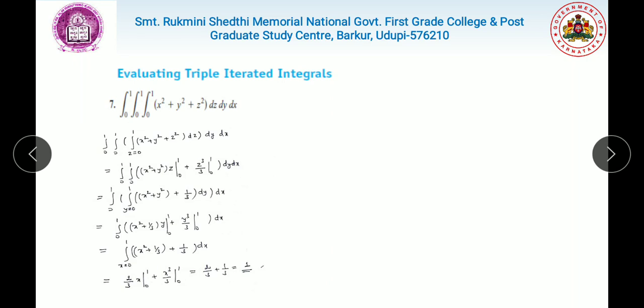This has to be integrated with respect to y. Again, x square plus 1 by 3 is a constant with respect to y. So integration gives x square plus 1 by 3 into y, and integration of y square is y cube by 3. Now put the limits for y, that is from 0 to 1, and simplify, and finally integrate with respect to x.